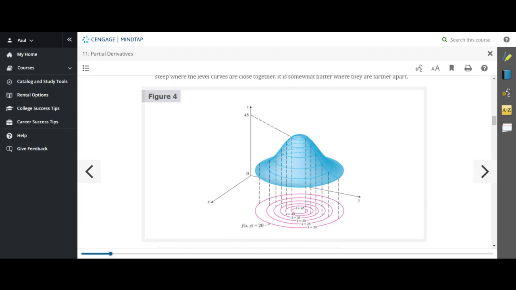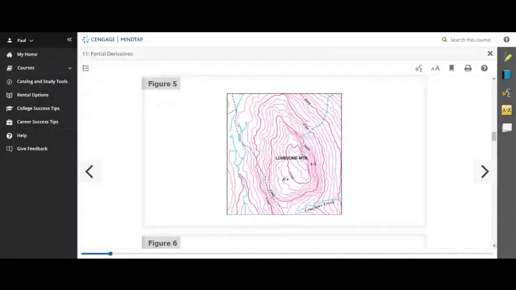Now notice also with the level curves they have these K values. The K values tell you the different values of the function. And indeed, I think Ian had said this is like a topographical map, and it is. Here in figure 5 is a map of Lonesome Mountain, and the 4,500, the 5,000, the 5,500. What do those stand for in that map?